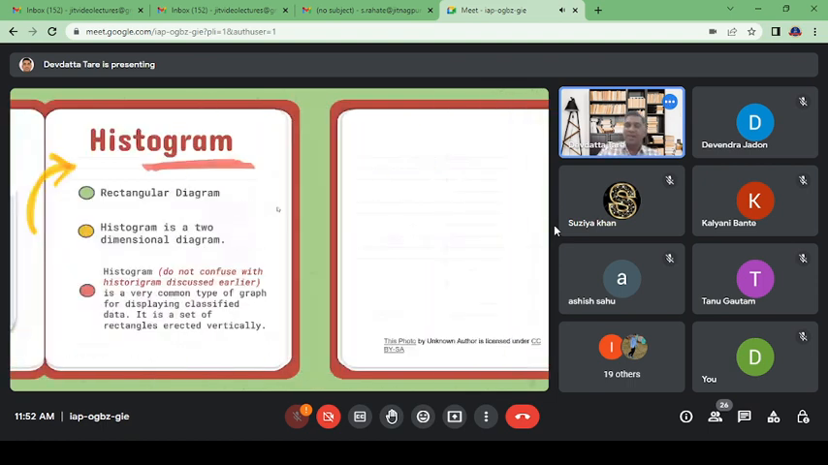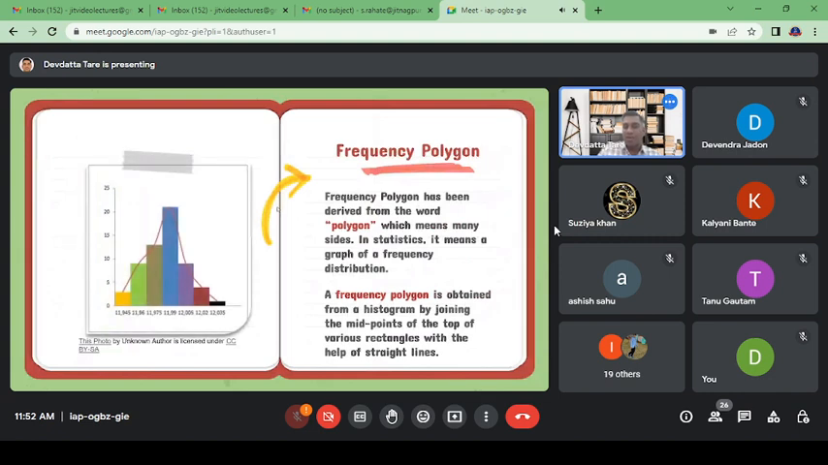Then next is the frequency polygon. A polygon is nothing but a figure which has many sides. So it's a graph of frequency distribution. A frequency polygon is obtained from a histogram by joining the midpoints.